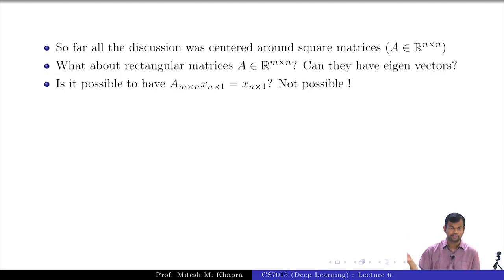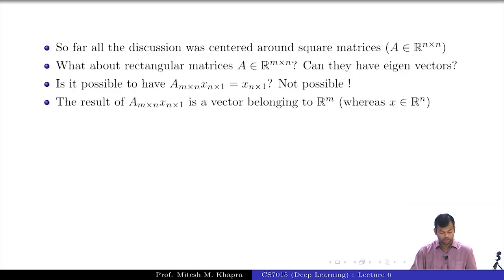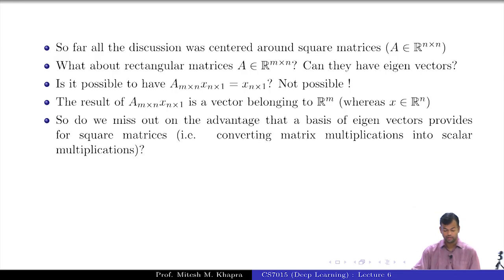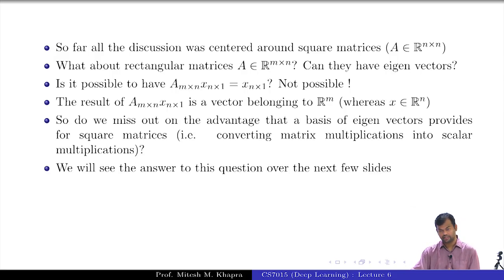How many of you have seen this in linear algebra before? So you know whatever I'm going to talk about. Okay, fine. So the result of Ax is a vector belonging to Rm and the original x belongs to Rn. So we do miss out on this advantage that you could have reduced the matrix operation to a scalar operation, and now we'll try to see if we can still get back that advantage.